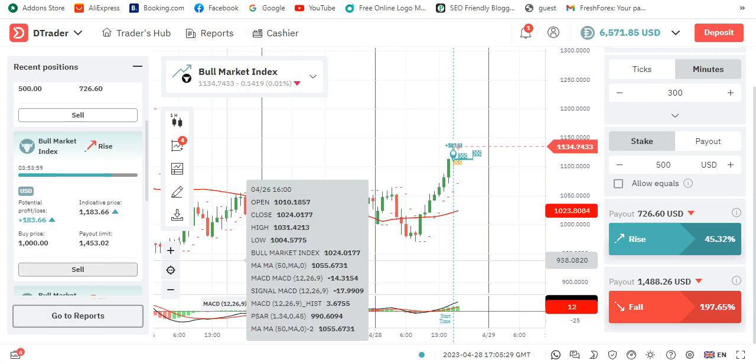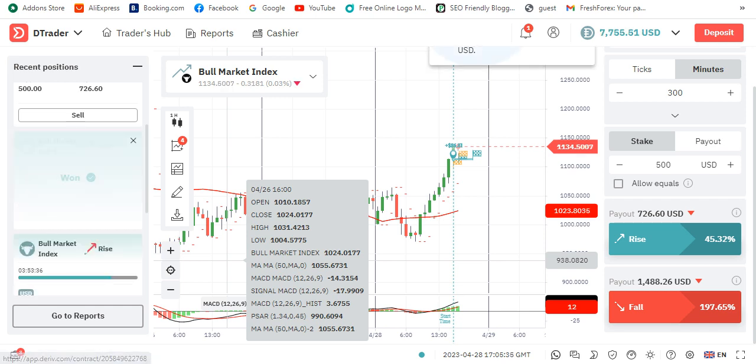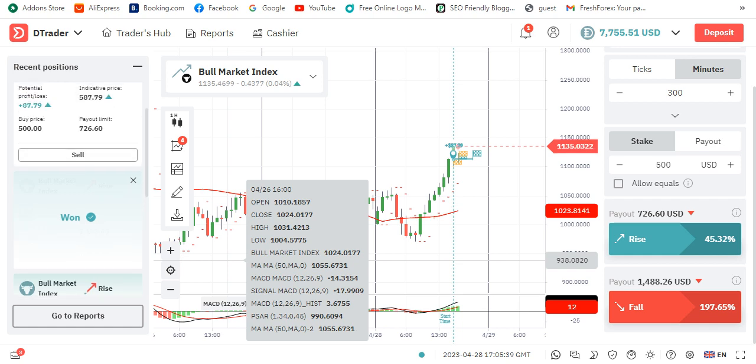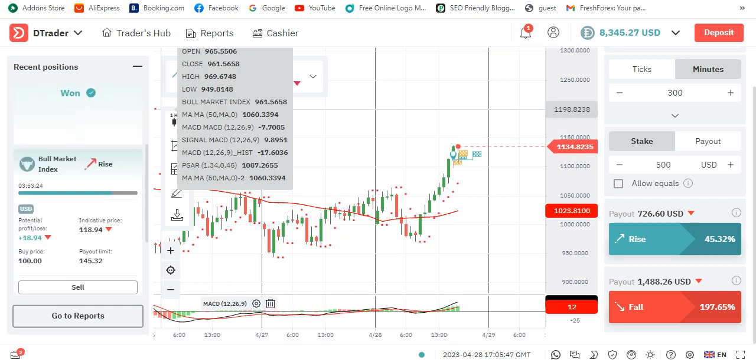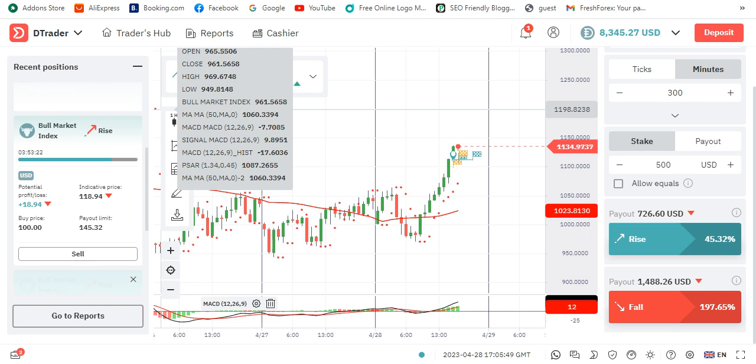So this is how to close. You sell it. See, my money and my capital will return. You click on sell, it will close the market and you take your profits. So that is how to close the market. Then you sell. That is it.